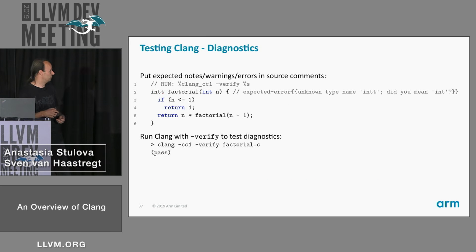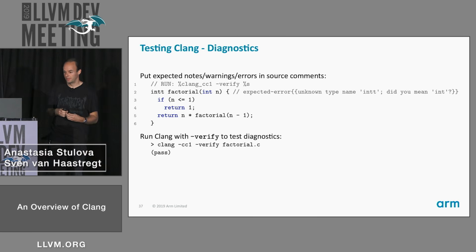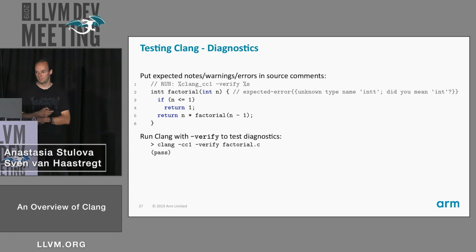If we fix the test, it would look like this. We still keep the same typo on line 2, but now we put this extra expected error tag saying, this is an unknown type name. Did you mean int? If we now run this little program through -verify, it will pass. Your test is happy, and you're now testing that unknown type name diagnostics are emitted. And if someone ever changes this diagnostic for some reason, then your test will start failing.